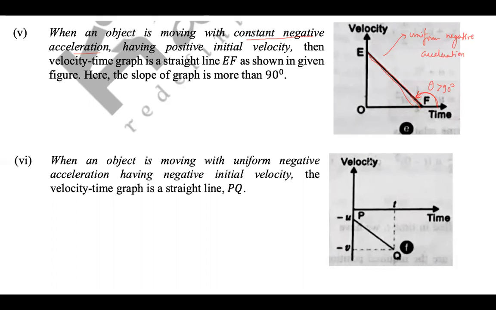Now, here the initial velocity is some value, and final velocity is 0. Now, when an object is moving with uniform negative acceleration, this is when it is having a positive initial velocity, and this is when it is having a negative initial velocity. It starts only with a negative velocity. So this is a graph of an object moving with uniform negative acceleration and having negative initial velocity.